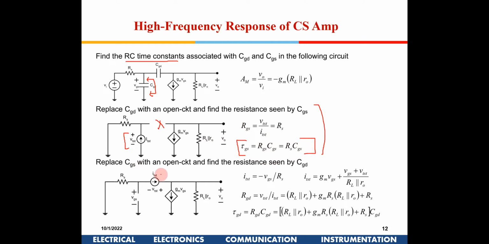Now what about the second pole? Yeah, tell me. In that second circuit, how did CGS become VTST and I? That one is not clear. Okay. See, is this equivalent circuit clear?